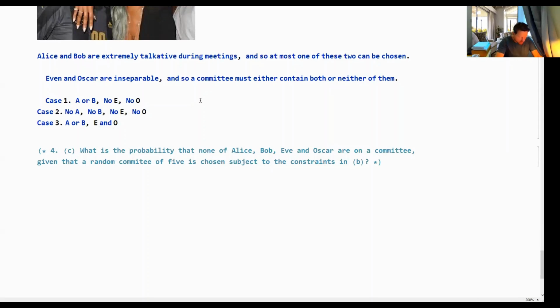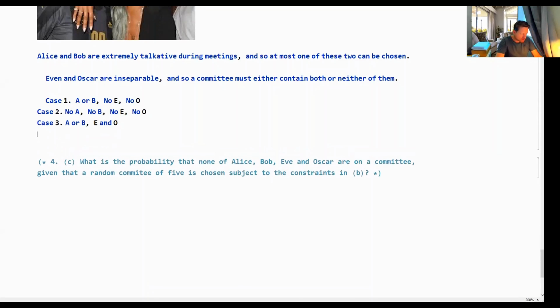All right, and then I think our last case here is here. So case 4 will be that we have no A and no B, but we do have Eve and Oscar. Okay, good. Now we have to fit these possibilities into 5 places. So what we want to do at this point, once we know all the cases, is visualize this.